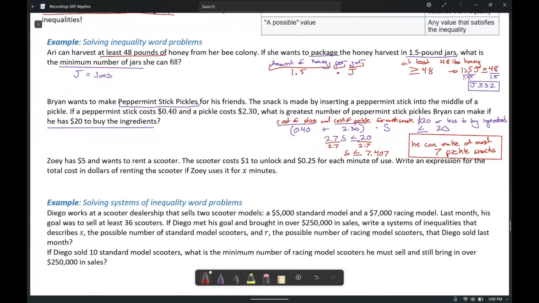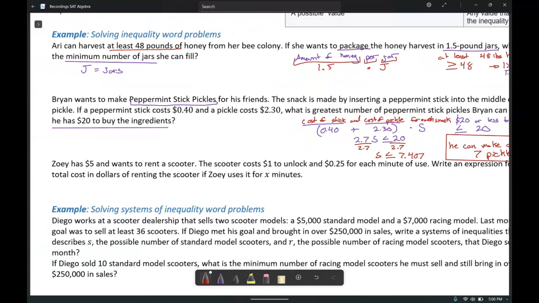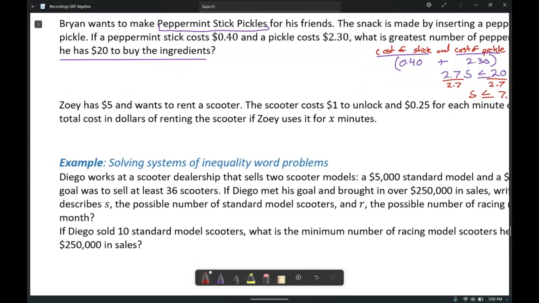Okay. Last of our linear inequalities. Zoe has $5 and wants to rent a scooter. The scooter costs $1 to unlock and 25 cents for each minute of use. Write an expression for the total cost in dollars of renting the scooter if Zoe uses it for X minutes.